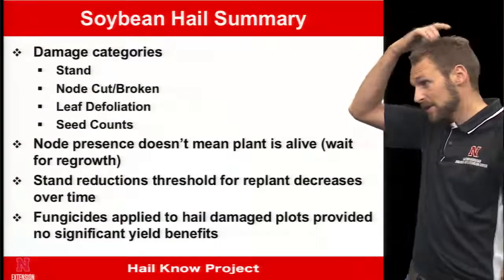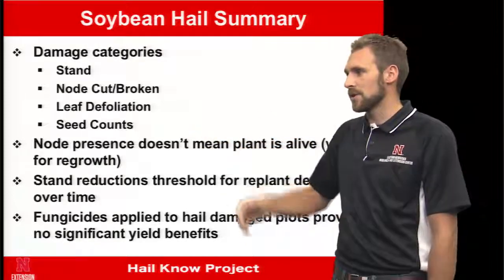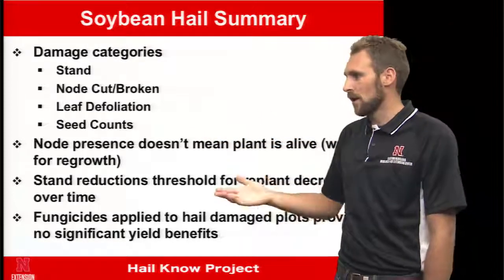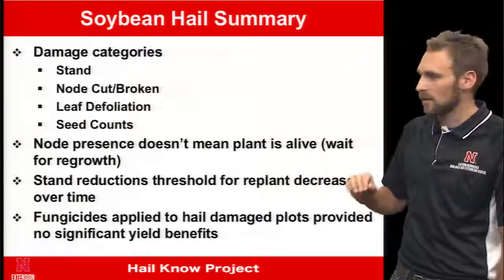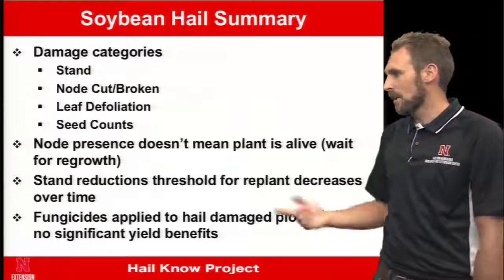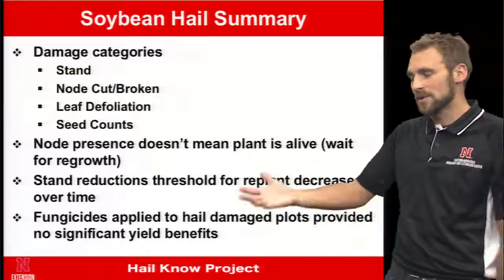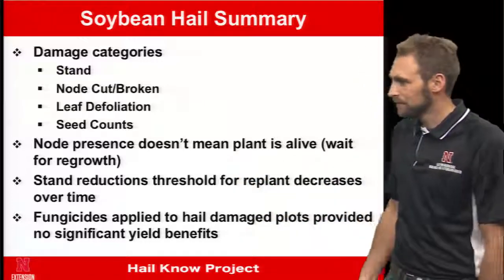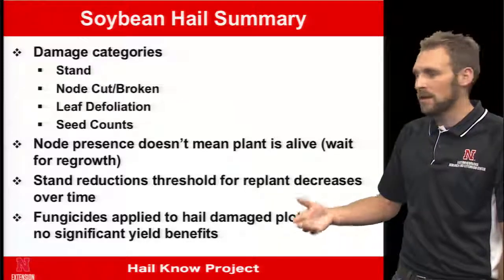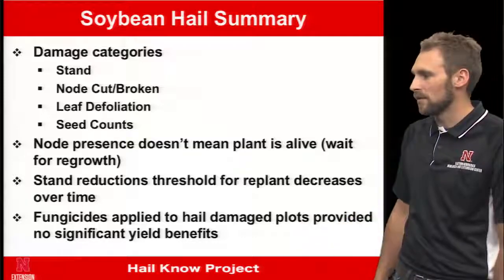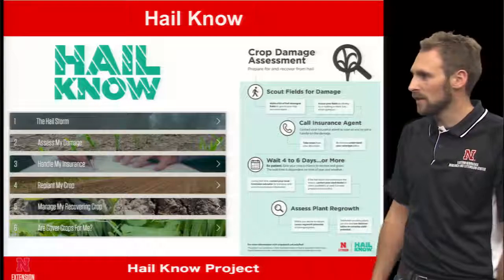Okay, so the summary for this, we're talking stand, node cuts, broken, leaf defoliation, and seed counts. That's really R7, R8. No presence doesn't mean the plant's alive. We covered that right at the start. It's a good reason to wait those 7 to 10 days. Stand reduction thresholds for replant decisions decrease over time. We were talking almost 60,000 plants by mid-June. And then fungicides don't seem to save any yield or provide any significant yield benefits on a hail damaged plot.